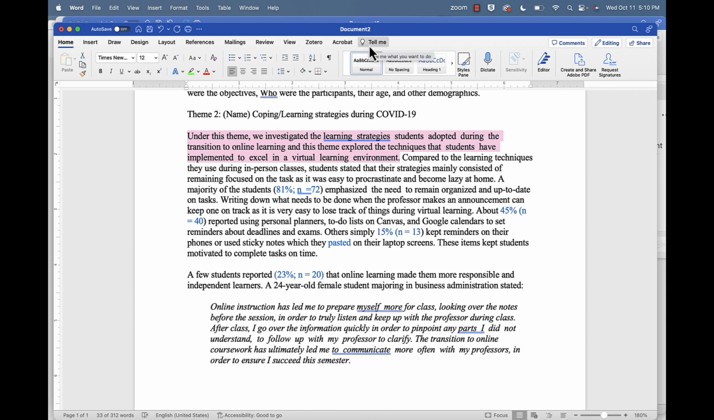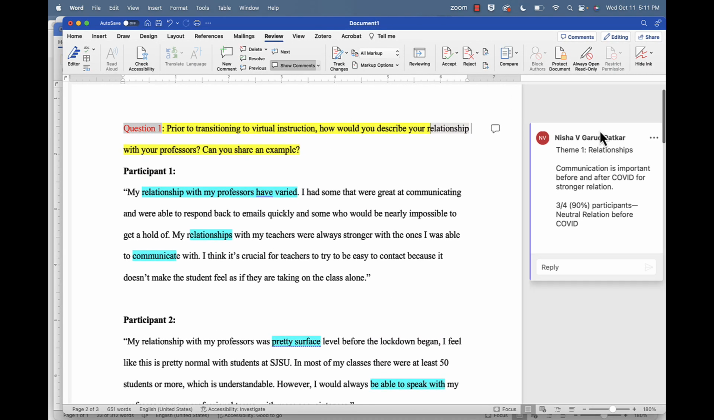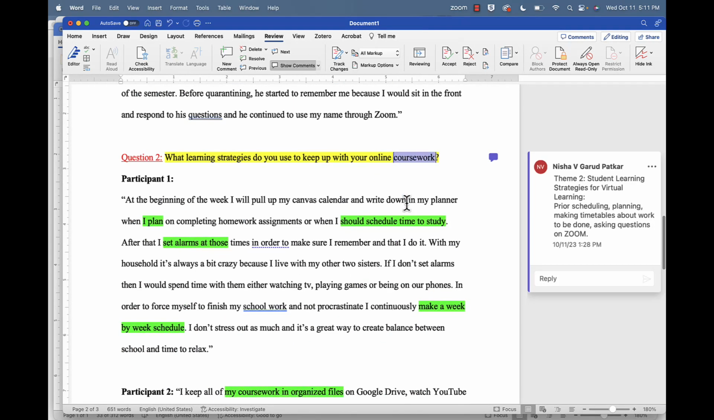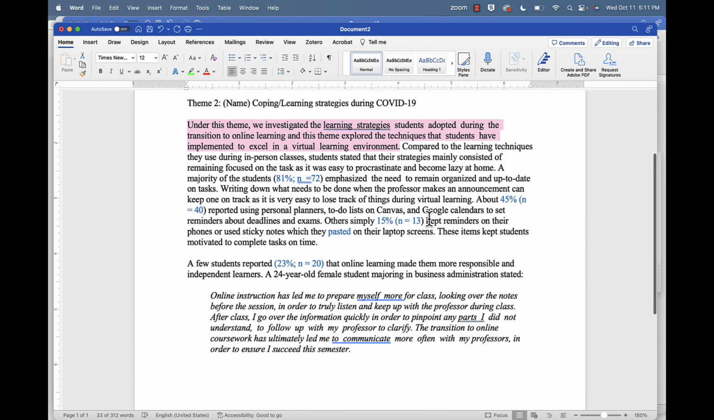Every time I write my results, I keep going back to my analysis or the themes that I have come up with. In this case, the second theme that I'm looking at, I had found out that students were prior scheduling, sometimes a semester before, sometimes weeks before, sometimes a week before. They were also planning using different books, setting alarms. Many of them were also asking questions to succeed. I go back to writing my results based on this.